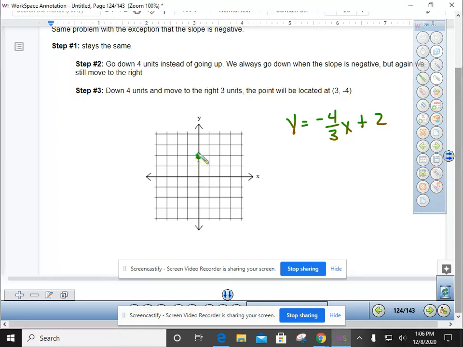You can see the 0, right? I don't have to. But it's negative 4/3, which means which way are we going for our rise? Down. 1, 2, 3, 4. And we're going to run how many? 1, 2, 3. Right there. And then take your handy dandy ruler. Mine will not be perfect. I do my best. And connect the dots.